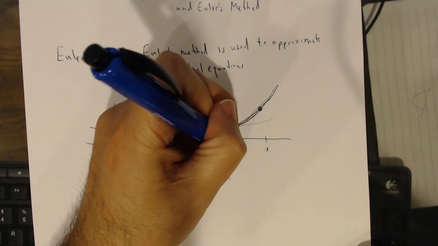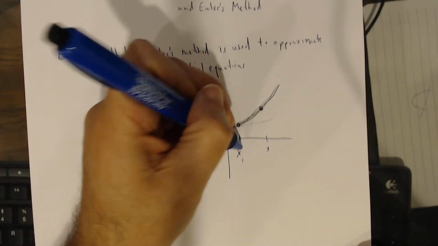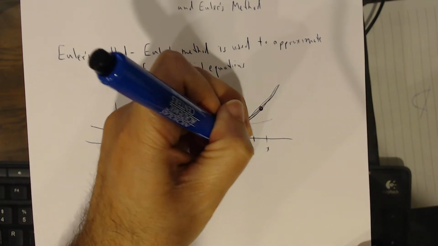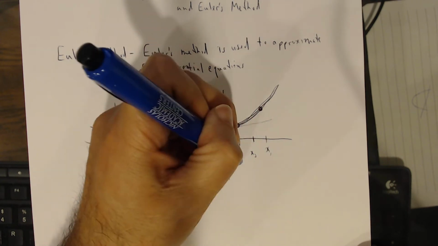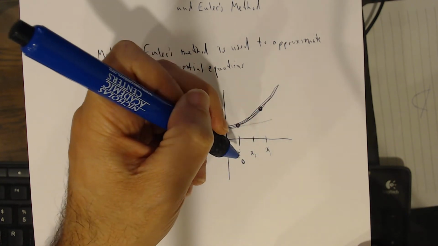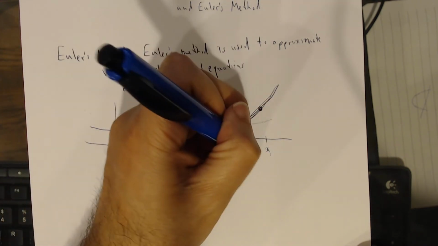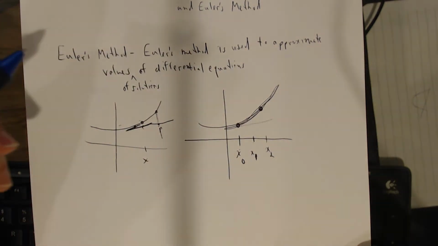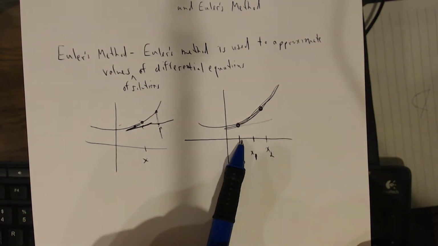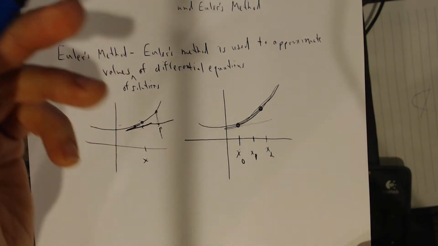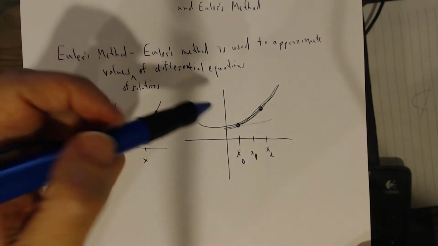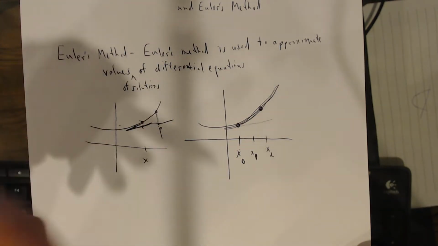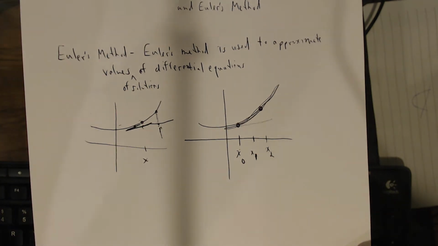So let's call this x1. And then what would be step 1? Step 1 would be this, x2, and then x3. Or we can call this x sub 0, and then x sub 1 and x sub 2. So why is this in 2 steps? It's because from here to here and from here to here. So the way Euler's method works, I'm just going to give you a basic description of it, and then I'll give you the formula that we're going to use.